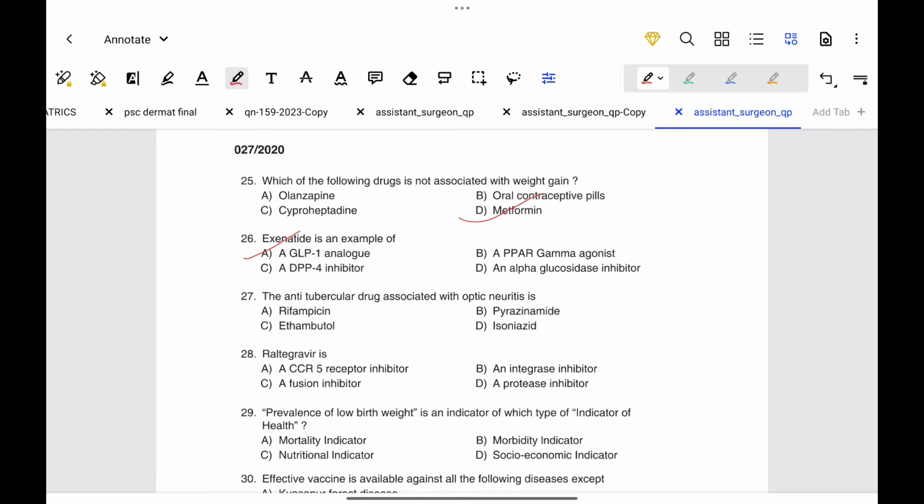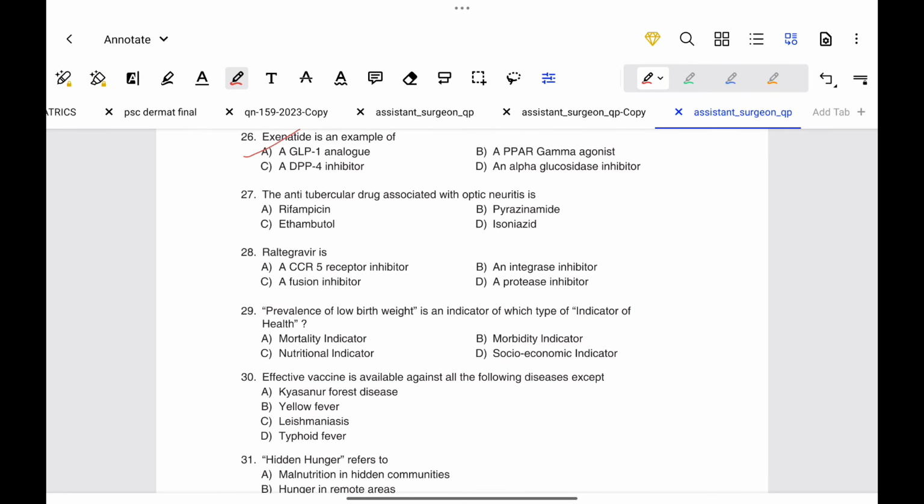Option A. Anti-tubercular drug associated with optic neuritis is ethambutol. Pyrazinamide will cause gout, isoniazid and rifampicin. For rifampicin there is orange color urine and also there is hepatotoxicity. Isoniazid also causes hepatotoxicity. Raltegravir is an integrase inhibitor.